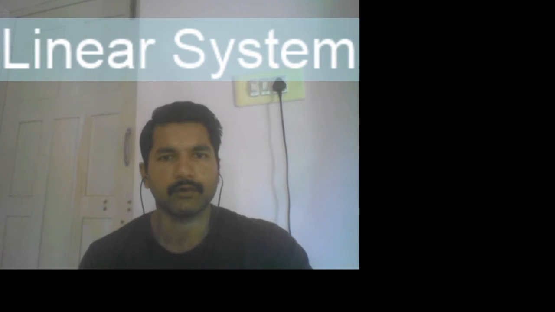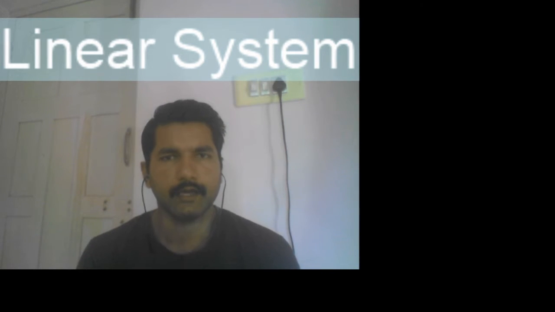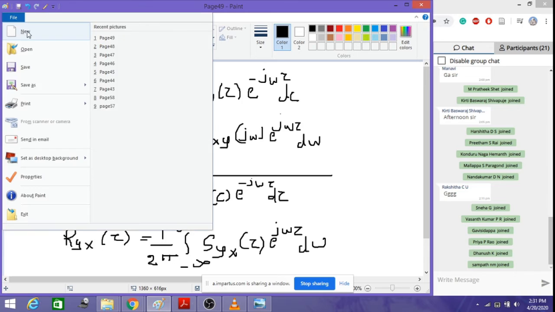So today we are going to talk on the linear systems. Here the input and output, we are trying to represent this in terms of the random process, and we are trying to relate this with the autocorrelation function and then with the spectral densities. So let us switch back to the screen and we'll see the linear systems analysis.